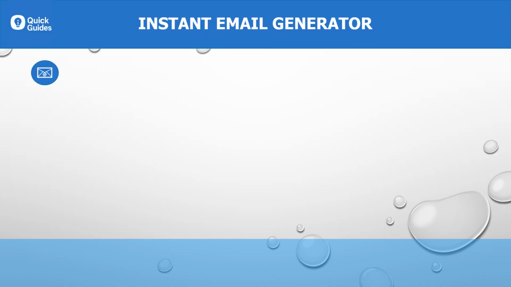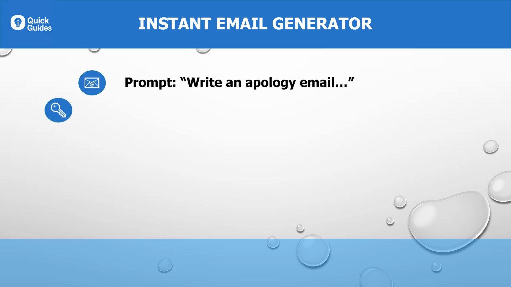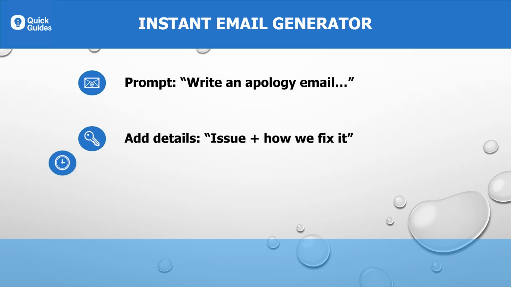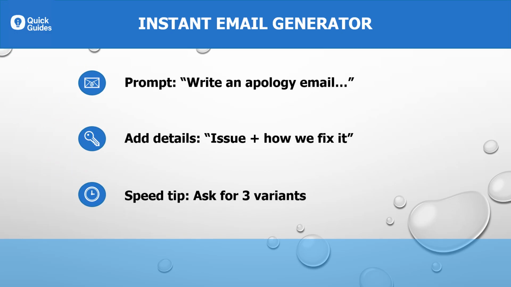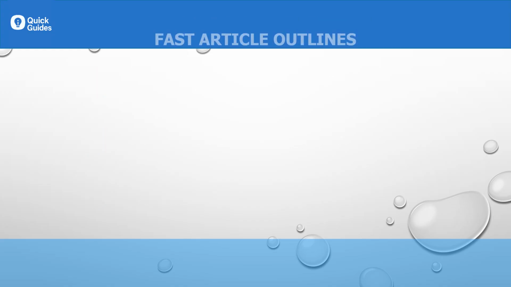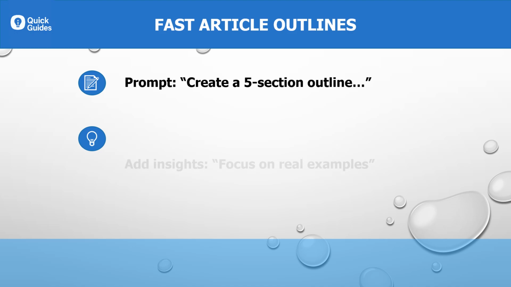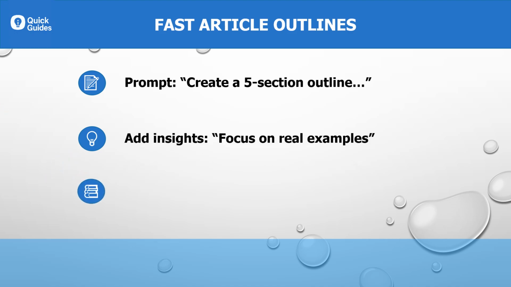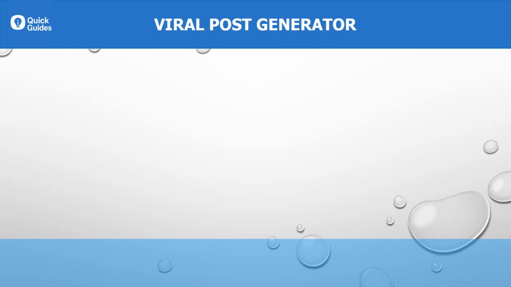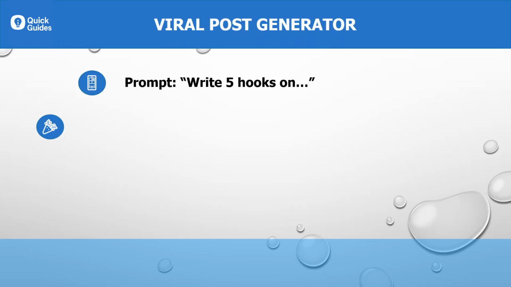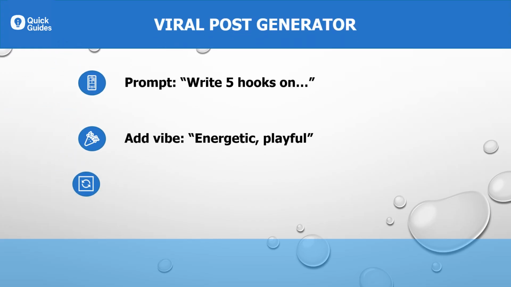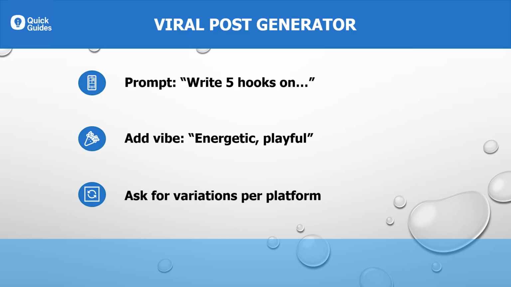Emails become effortless when you include context, the main issue, and request multiple versions, so you can pick the best one instantly. For articles, ask AI to generate a structure, specify the angle, and request examples or facts to make the content more valuable. AI can create platform-optimized posts when you specify the tone, hook style, and number of variations.